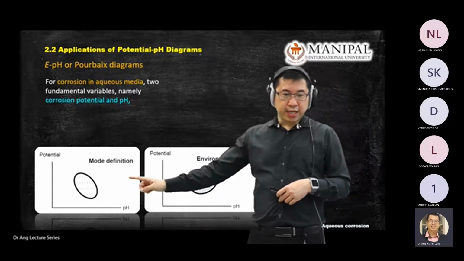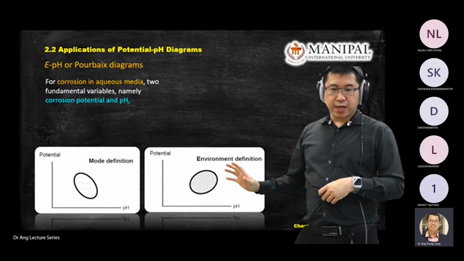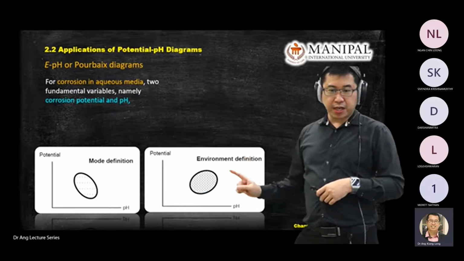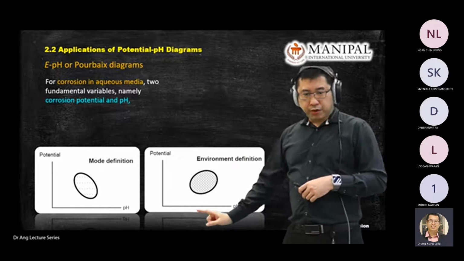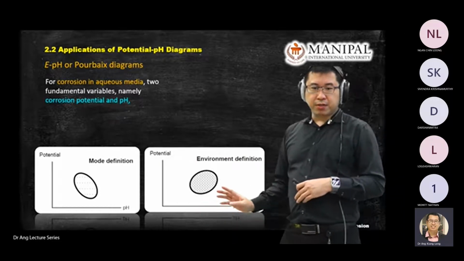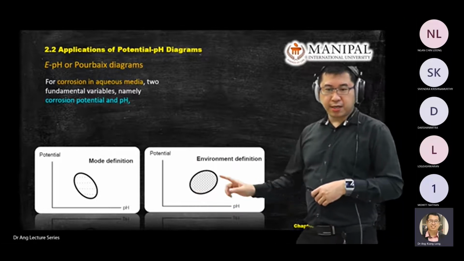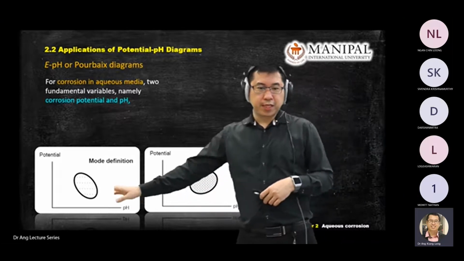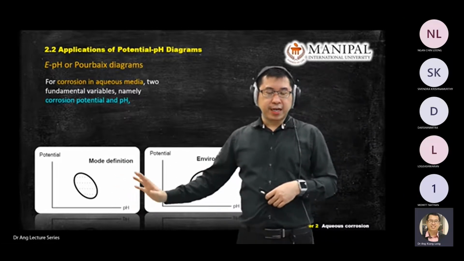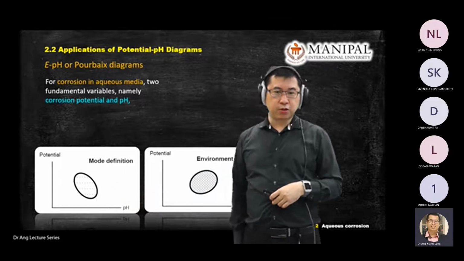All right. So one is the mode information inside the diagram. Another one is environment definition. Environment definition means you refer to pH, so whether it's more acidic or more alkaline for the environment. Then some process will happen. Mode means some process or the product that appeared at that particular pH, and potential also.